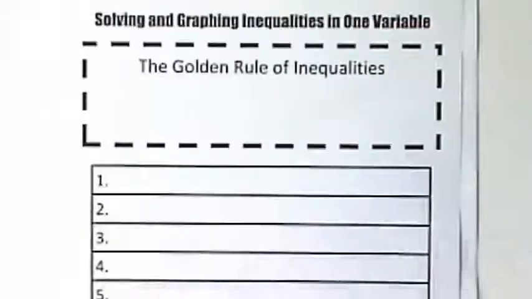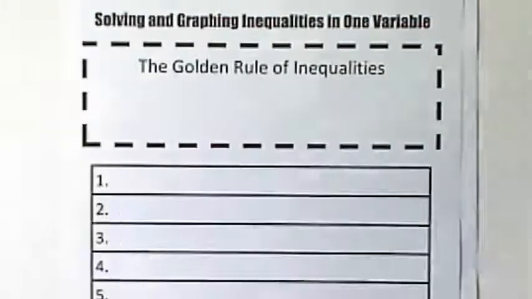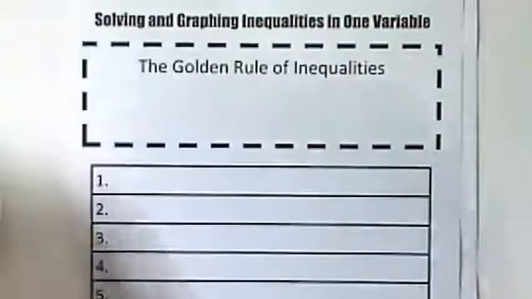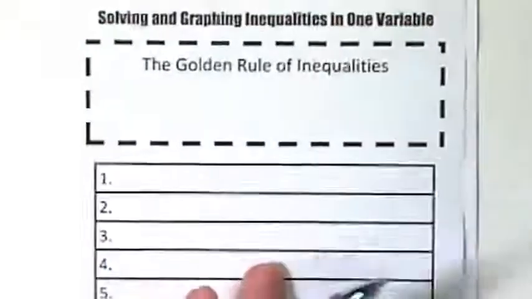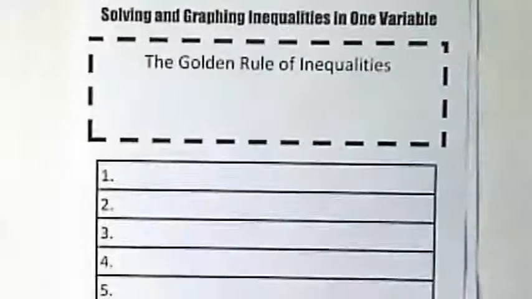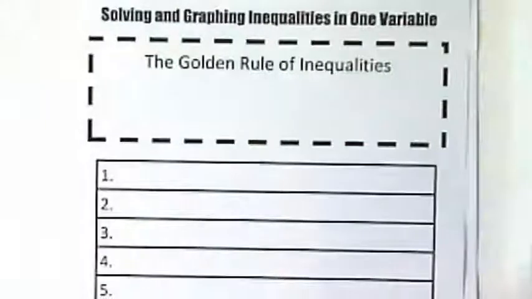It's titled Solving and Graphing Inequalities in One Variable. We are starting off with the golden rule of inequalities, which also has to do with flipping inequalities, but this time for an operation.